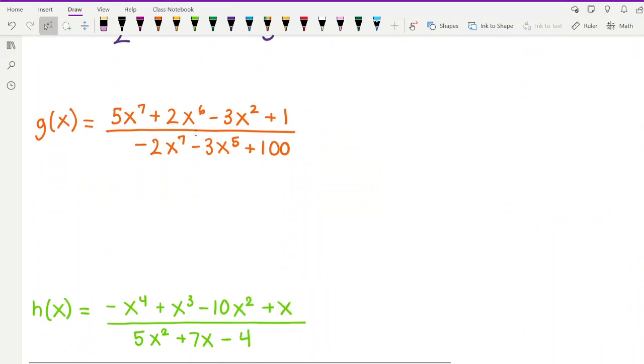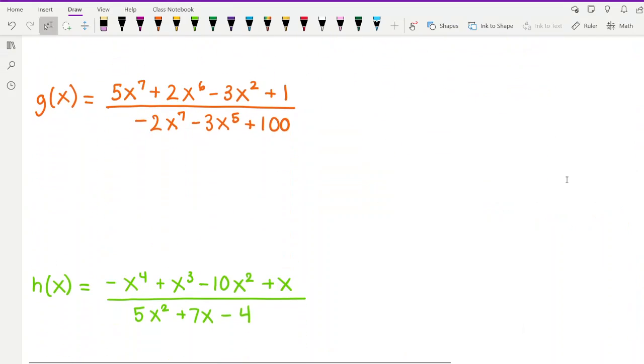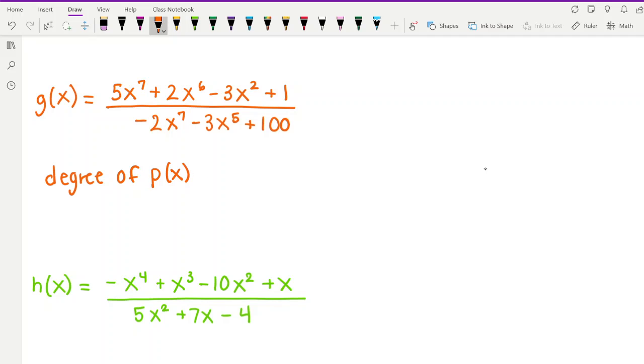Okay, so next one, we need to figure out if this has a horizontal asymptote, and if it does, what is it? So again, we want to look at the degrees, right? And so the degree meaning the highest power in the numerator and in the denominator. So in this case, the degree of the numerator is 7, right? And then the degree in the denominator is also 7. So we have 7 for both of them. And so what does this tell us?